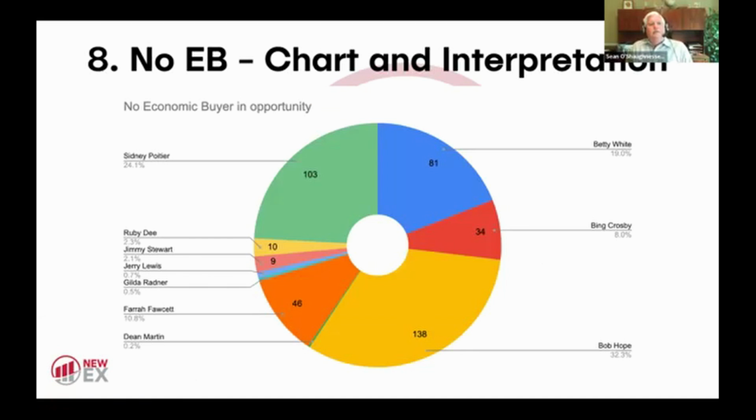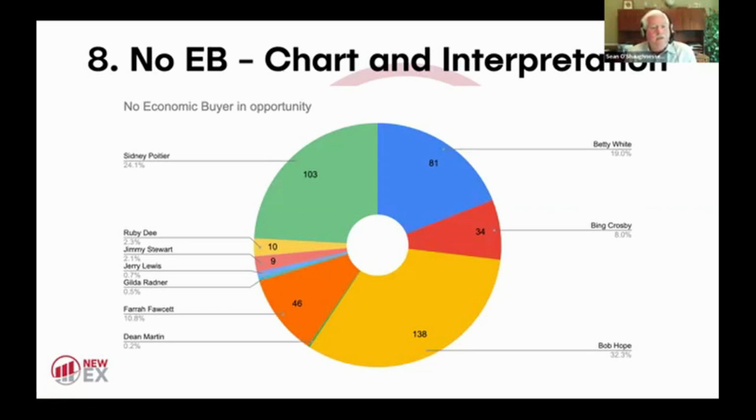So, no economic buyer. It's just a field in the CRM system. You have to fill it in, you have to put a name there. No economic buyer, that's the thing that just pops right out. Bob Hope. Come on, Bob. 138 deals in your pipeline that don't have an economic buyer. Maybe that's why you're having a problem getting deals closed. I have to work with Bob to help him get better at that.